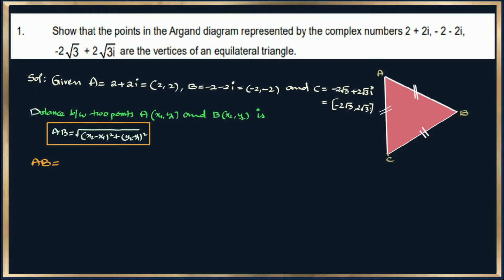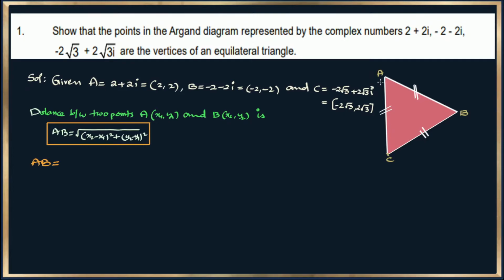We have to show that these 3 vertices are vertices of an equilateral triangle. That means in an equilateral triangle we have to show that the distances between A and B, B and C, and C and A are equal. The distances between all sides are equal.